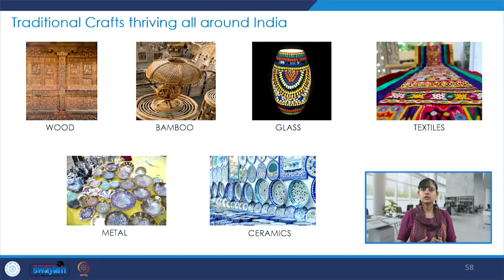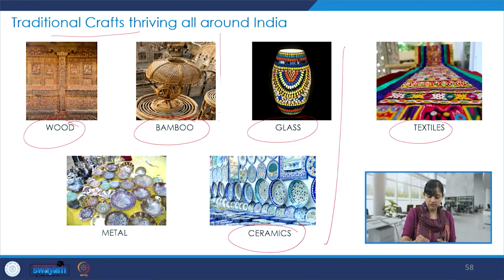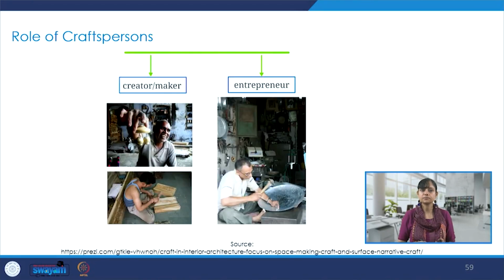And then the traditional crafts thriving all around India, we continued our discussion, especially since we are trying to understand crafts also through materials, hard materials and soft materials. We saw a plethora of traditional crafts seen all around India, where there is a profound definition through materiality. So whether it's timber, bamboo, glass, textiles, metals, ceramics, we saw all these different kinds of examples and a huge plethora of these creative crafts that we see across the length and breadth of the country.